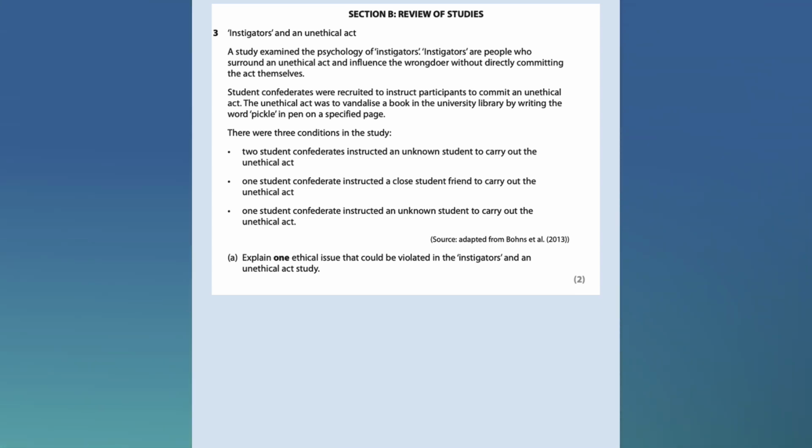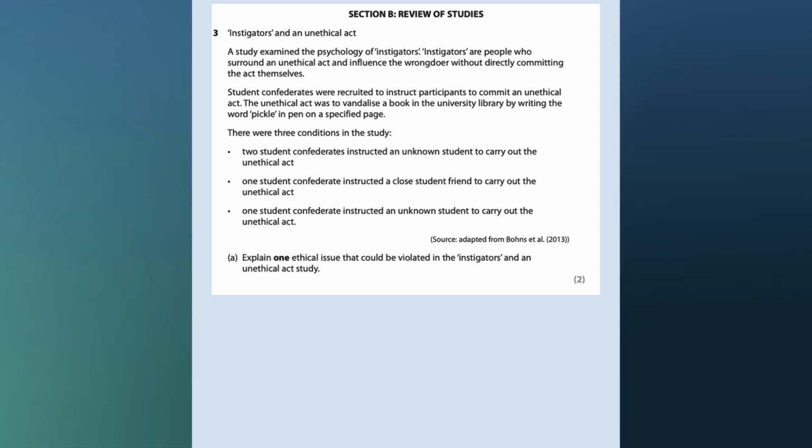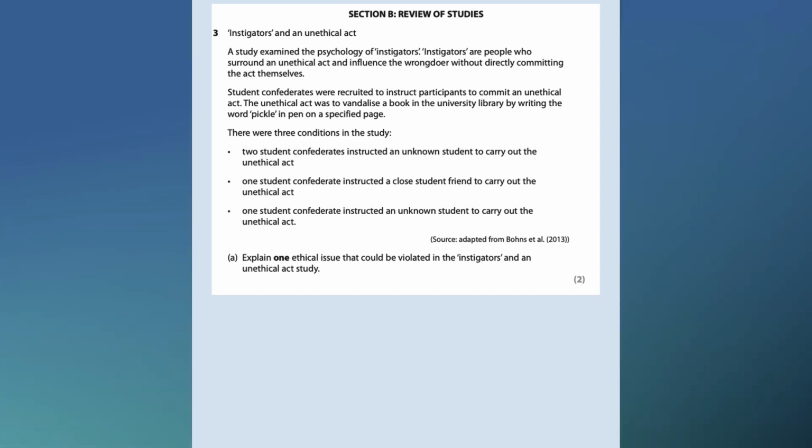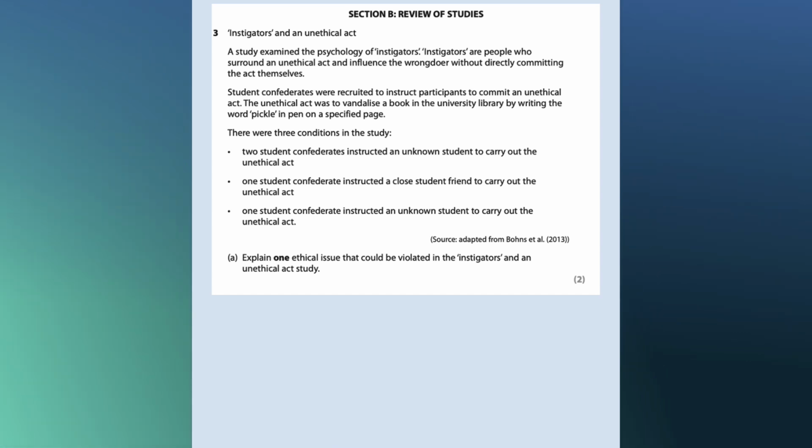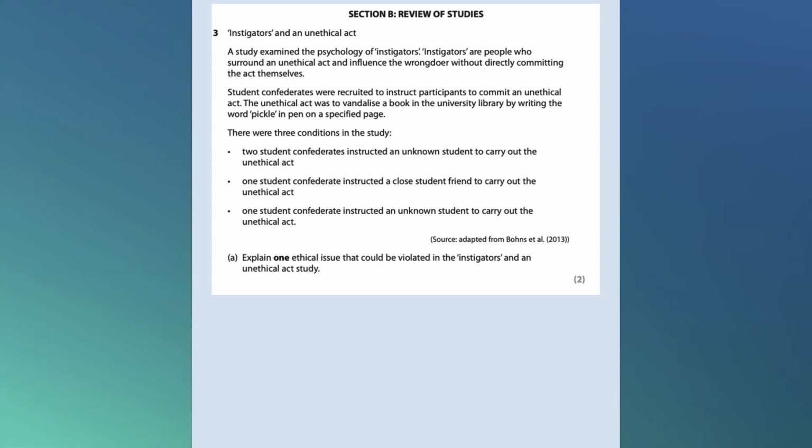Student confederates were recruited to instruct participants to commit an unethical act. The unethical act was to vandalize a book in the university library by writing the word pickle in pen on a specified page. There were 3 conditions in the study. 2 student confederates instructed an unknown student to carry out the unethical act. 1 student confederate instructed a close student friend to carry out the unethical act. And the 3rd condition is 1 student confederate instructed an unknown student to carry out the unethical act.